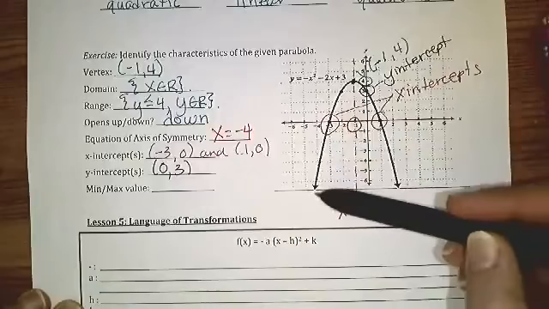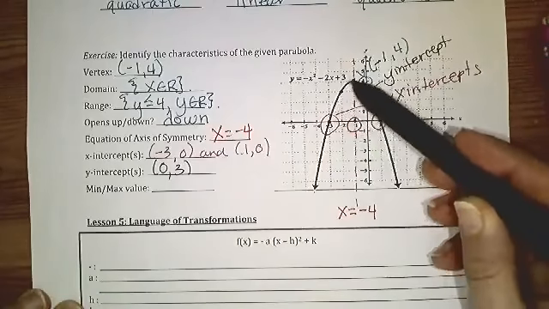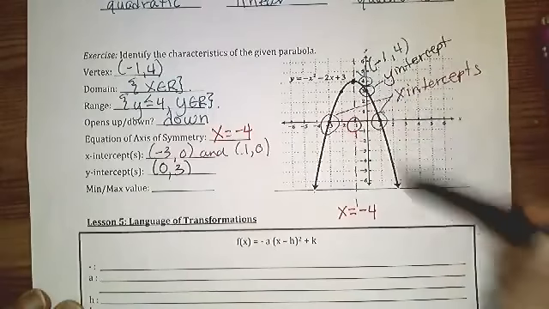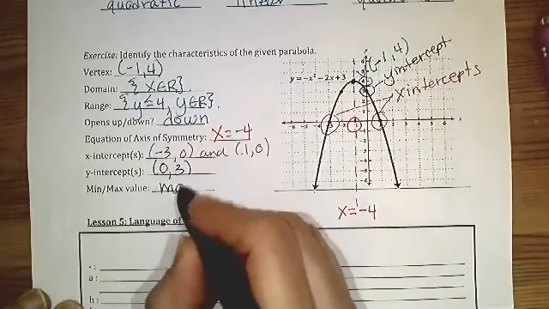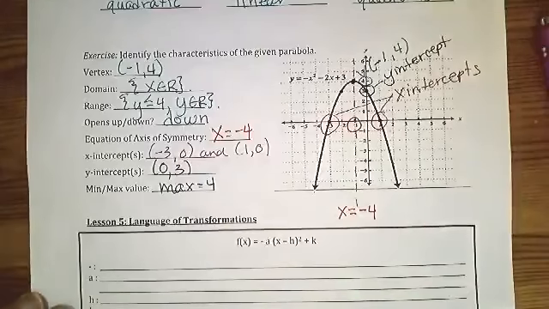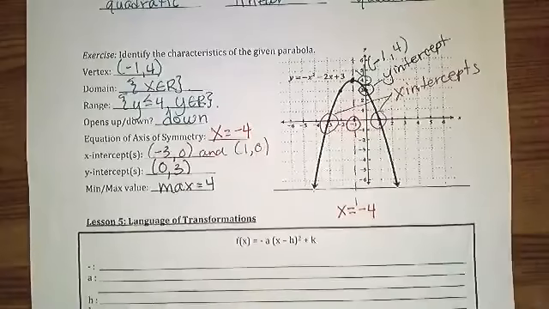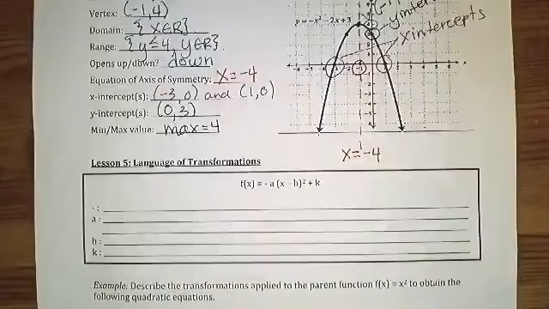And I've already stated that this has a maximum value because we notice it goes up to a maximum value here of 4 before the parabola starts decreasing again. So we do have a max value, and it is equal to 4. So that's just a review of some of the characteristics that we've learned. So let's move on to the language of transformations.